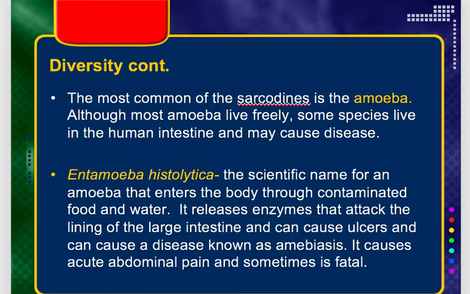Now, what this amoeba does is it releases a really powerful enzyme. Enzymes are protein, right? And it attacks the lining of your large intestine. So when it does that, it causes an ulcer. And an ulcer is a sore spot, a red, like a boil that's on the inside of your intestine. But sometimes what happens is the amoeba can actually perforate your intestine. Now, perforate means it's going to make a hole.